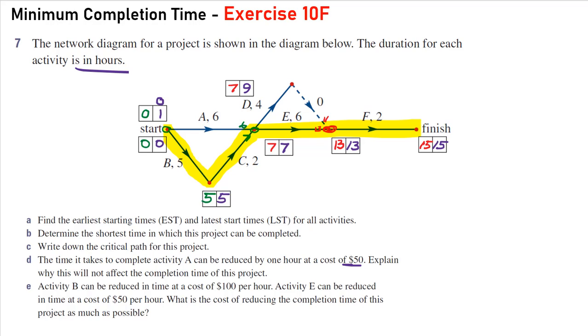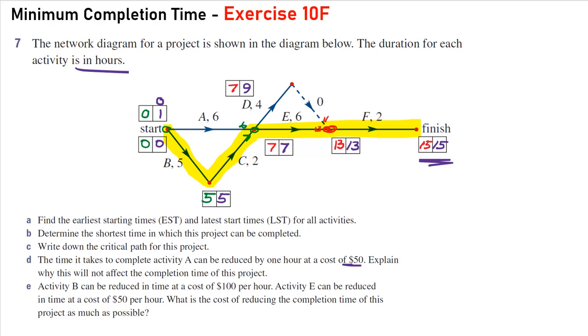If we were to go down this path here, the non-critical path, the 6 plus the 4, we would only be reducing the project by that 1 hour. In this case here, that would be a waste of $50 because on this critical path, it's the longest we have to wait. It's still going to take 15 hours whether we reduce that by 1 or not. If we reduce it by 2, however, it would become the new critical path.